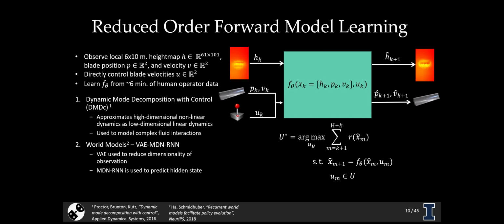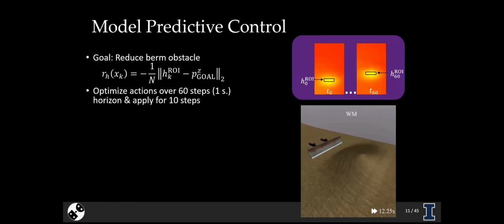And the way these models are used is in a moving horizon fashion. So we learn the model on a small amount of human operator data, and then we try and evaluate potential actions and see how that affects some sort of reward. We want to maximize some sort of task, berm removal in this case. But we want the system to be subject to the dynamics that we have learned.